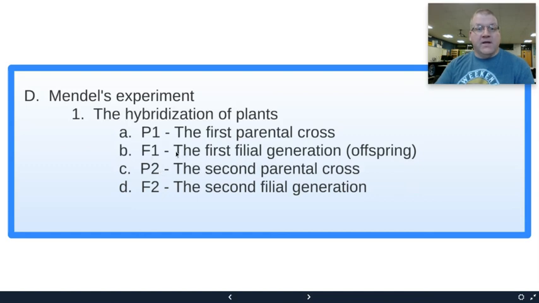Then because they're plants, he could take 2 parents from that F1 generation, cross them, and produce the F2, or the second filial generation, or the second set of offspring.